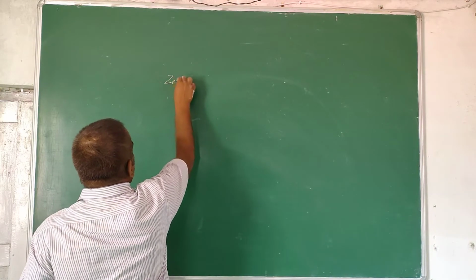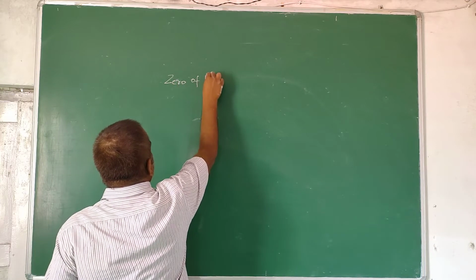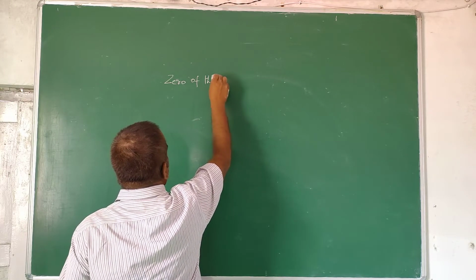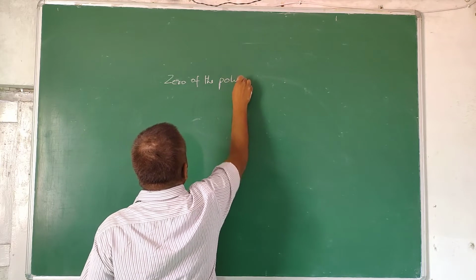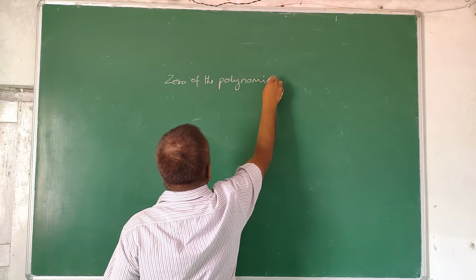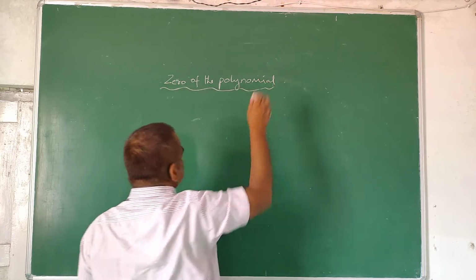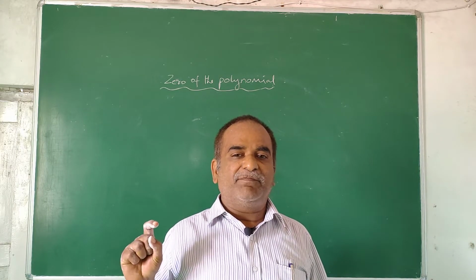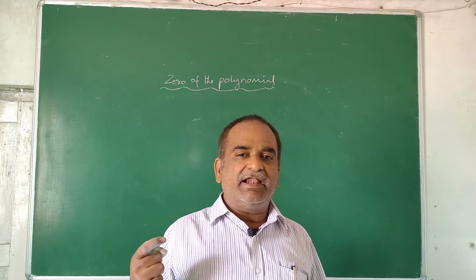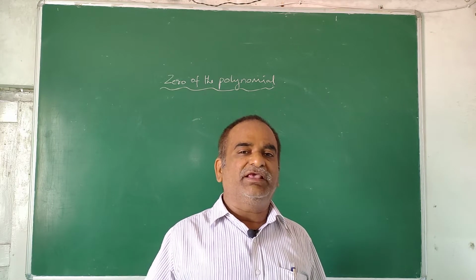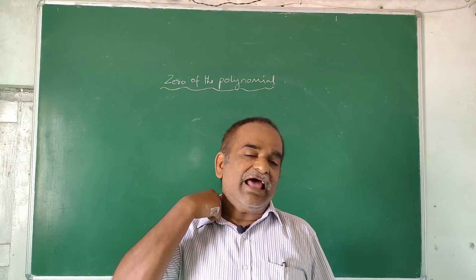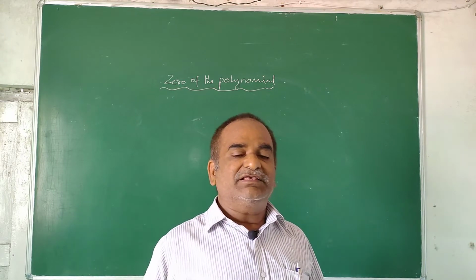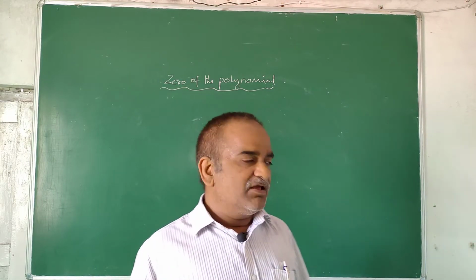Now our next definition is the 0 of the polynomial. This is the most important definition. It plays a major role in the polynomials chapter. If p of x is a given polynomial and at x is equal to c, if p of c is equal to 0, then that x is equal to c is known as the 0 of the polynomial p of x. Understood? I will write the definition.